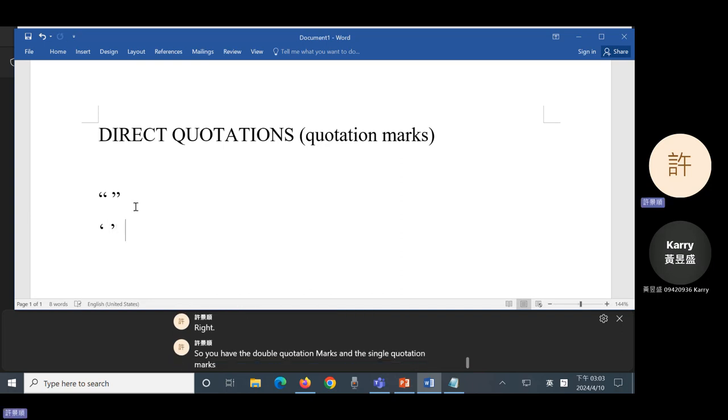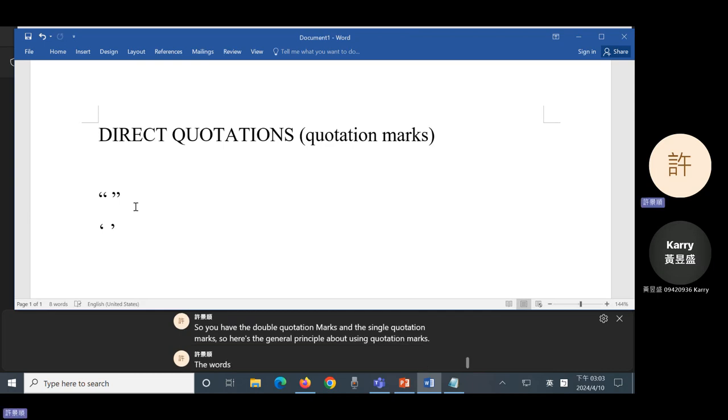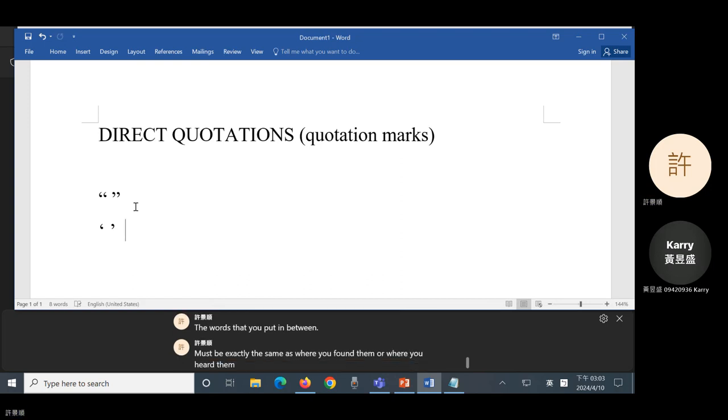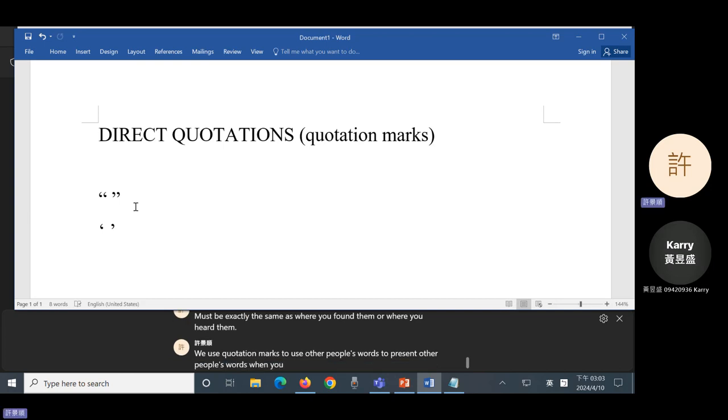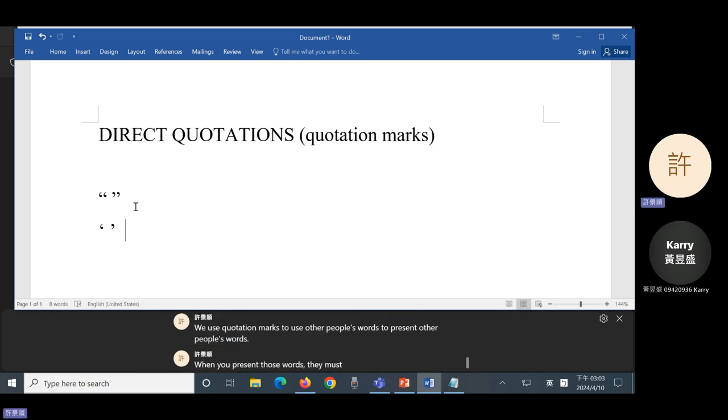So here's the general principle about using quotation marks. The words that you put in between must be exactly the same as where you found them or where you heard them. We use quotation marks to use other people's words, to present other people's words. When you present those words, they must look exactly the same as when you found them.